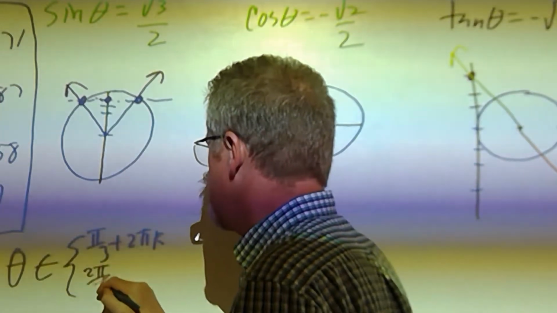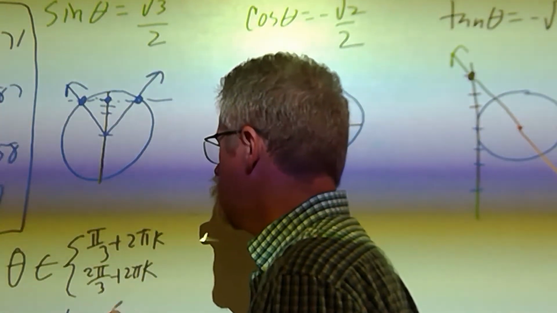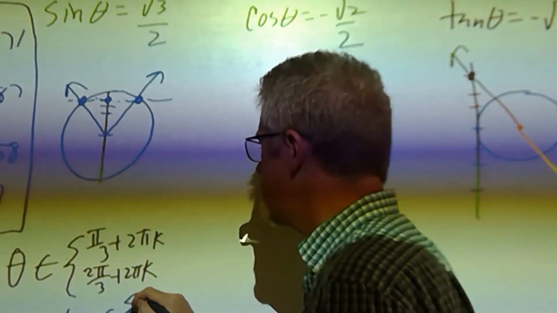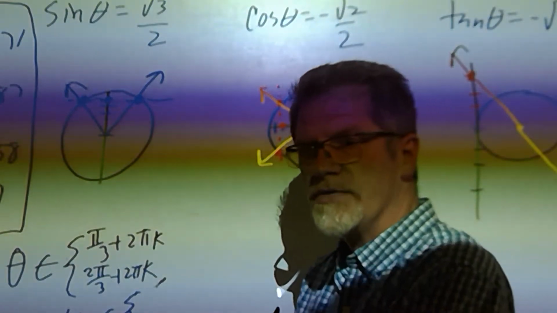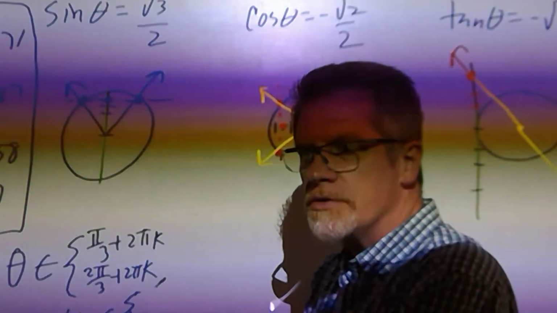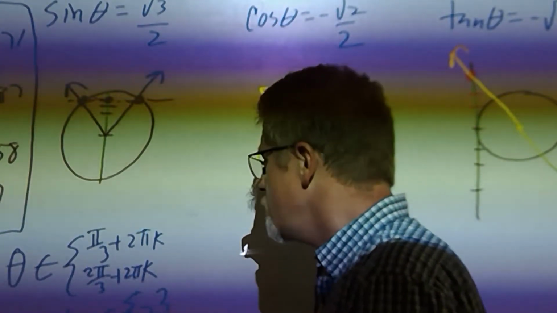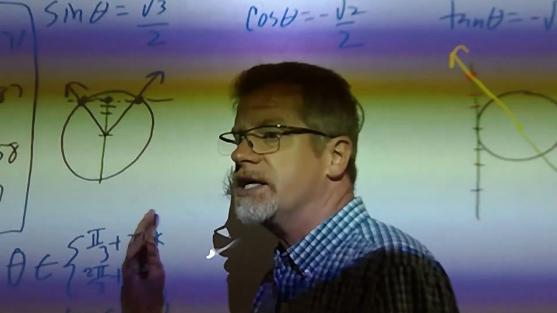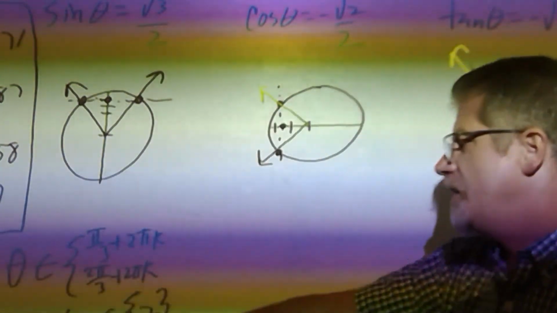2 pi over 3 plus 2 pi k, and then we say for all k that are elements of the set. What letter of the alphabet in this context is assigned to the set of integers? Which letter is it? It's actually Z. So Z represents the integers in the context of set notation. So that's planet-wide. That's a convention, it's agreed upon.